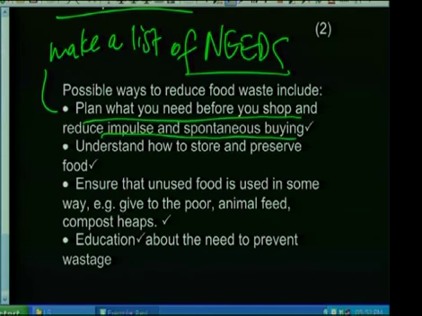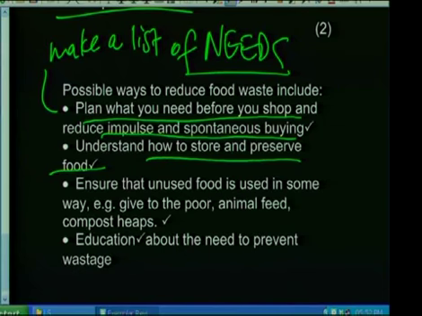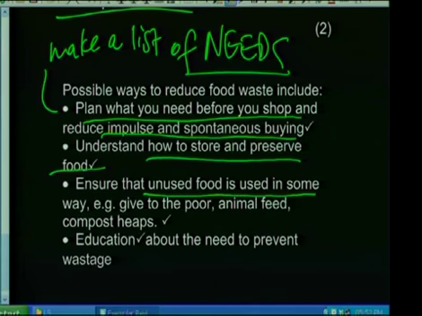Because if you buy for what you want, there will be a high degree of impulse. You see, I want, I take. But you may not have needed it. You already got 3 at home. You're buying another 2 today. You didn't check at home. Understand how to store and preserve food. So when you take more food, keep it for longer so that you can utilize it for a longer period. Ensure that unused food is used in some way. Give to the poor, animal feed, compost heaps, some way or the other, you return the energy to the environment.